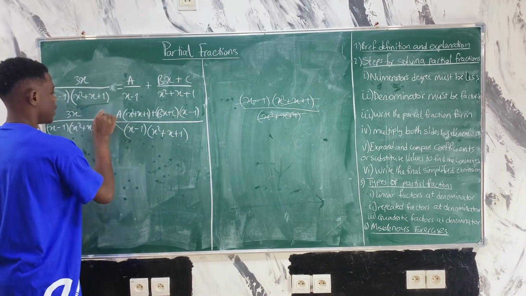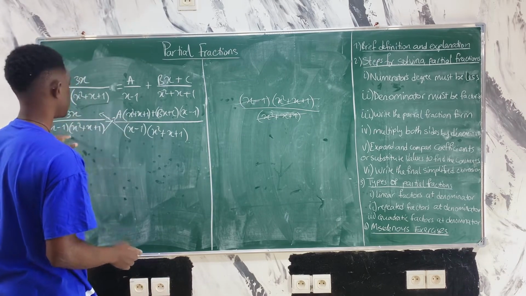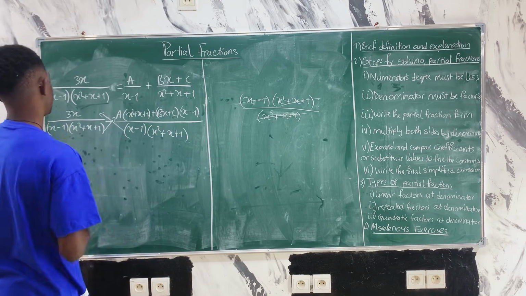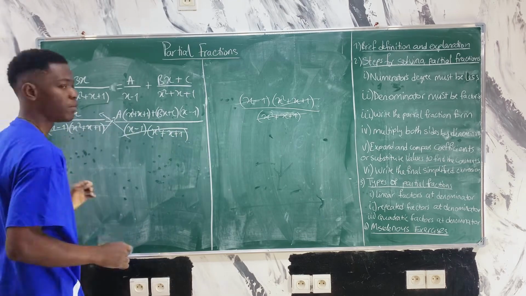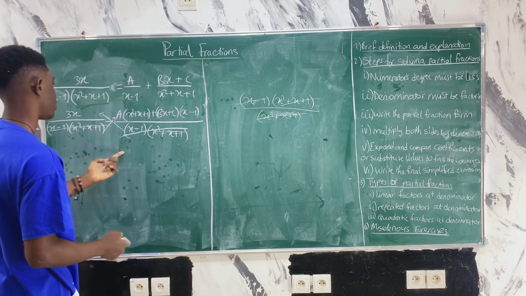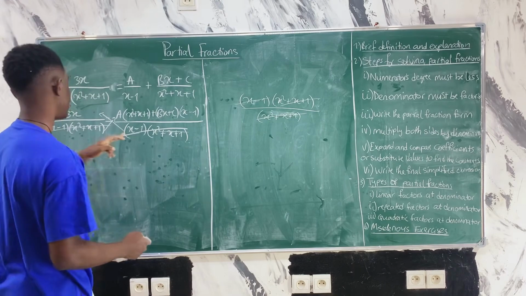When I cross multiply, I'll see that this will come here and this will come here. But these two are the same, so at this level, they will cancel. That's what we have been doing since. So do the cross multiplication and check that these two are going to cancel.